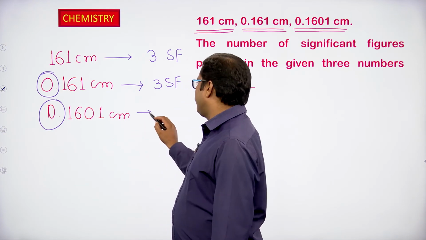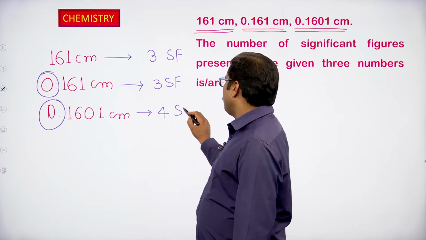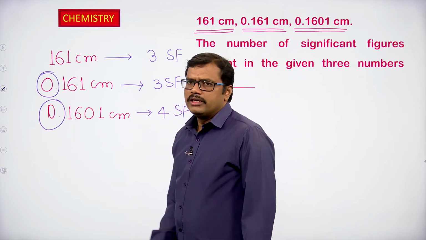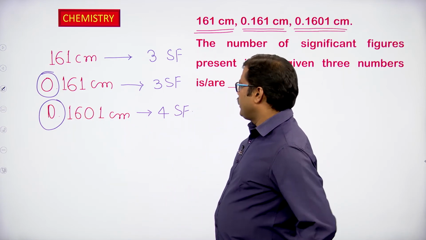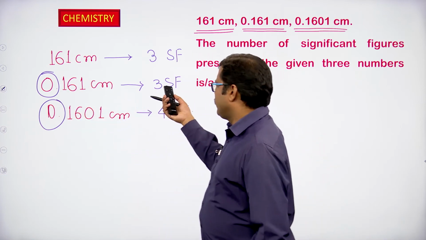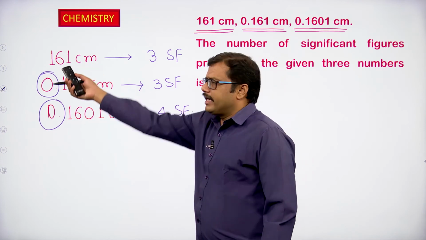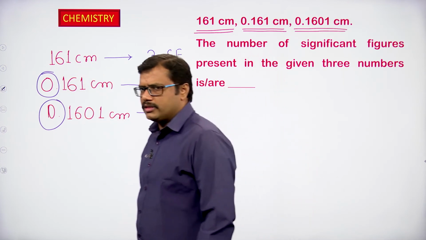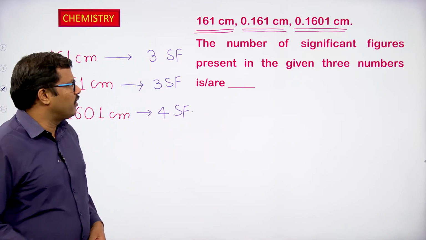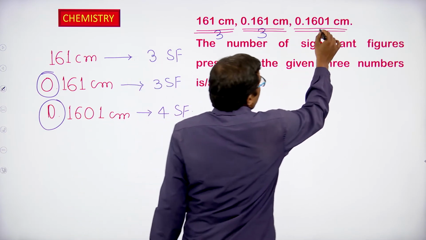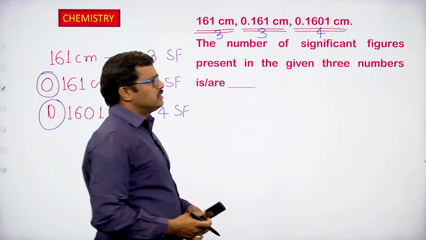So, here we are going to get 4 significant figures. In 0.1601 we have 4 significant figures. In the case of 0.161 we have 3 significant figures. In the case of 161 we have 3 significant figures. So, the first number has 3, the second number has 3, and the third number has 4 significant figures.